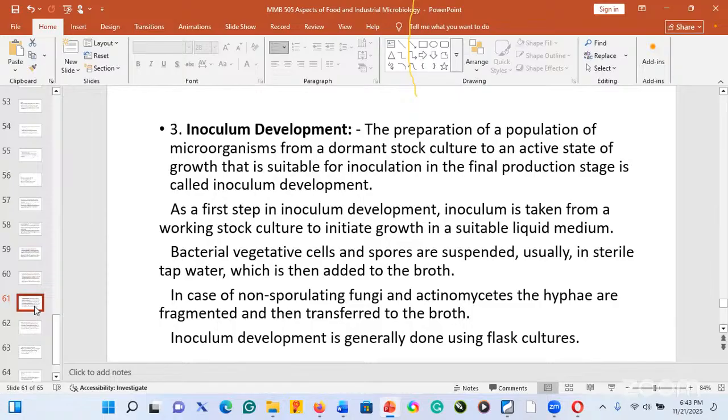And the third thing we discovered is something called inoculum development. That's the preparation of the population of organisms from a dormant stock culture to an active stage of growth that is suitable for inoculation to the final production stage. That is, preparing the organism you need from a relatively unknown culture to a point where it can be easily inoculated to achieve the final production stage. This process is done using flask cultures, which can be a few liters to tens of liters in capacity because it's industrial.